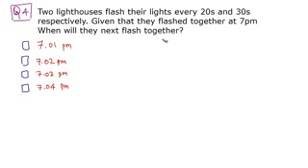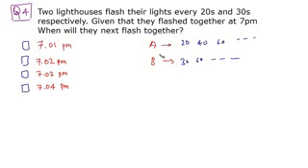Let's say that there are two flashlights, A and B, and let's first write the timeline of A and the timeline of B. So the timeline of A, it flashes every 20 seconds. So first it will flash at 20, then it will flash at 40 seconds, then it will flash at 60, and so on. And in case of B, it will be 30's multiples. So it is 30, 60, and so on.